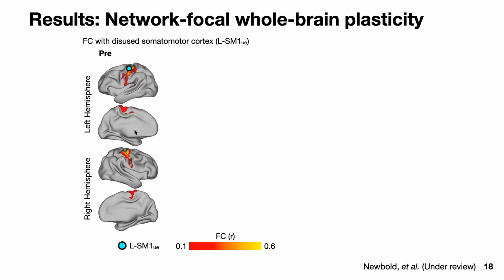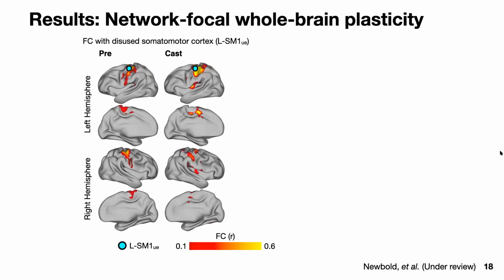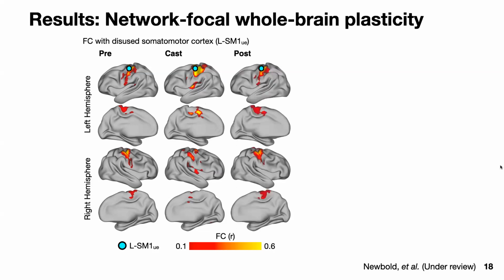And the red and yellow areas in this map are regions that are strongly functionally connected with that left motor cortex. So you can see at baseline, the left motor cortex is connected to the rest of the somatomotor cortex, especially the corresponding region of the opposite hemisphere. This is pretty typical. Then during casting, we see an entirely distinct pattern of connectivity, where instead of being connected to the rest of the somatomotor cortex, this left motor cortex is now connected to areas like the supplementary motor area, the insula, the post-central sulci.